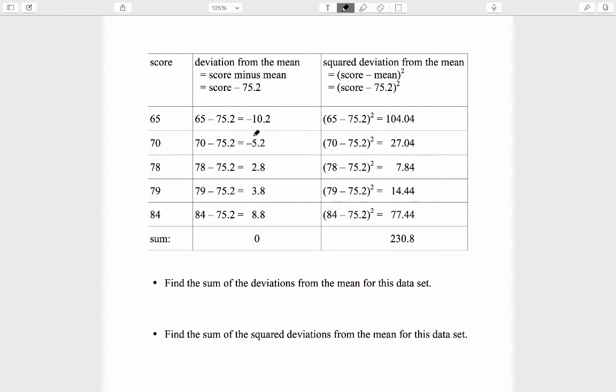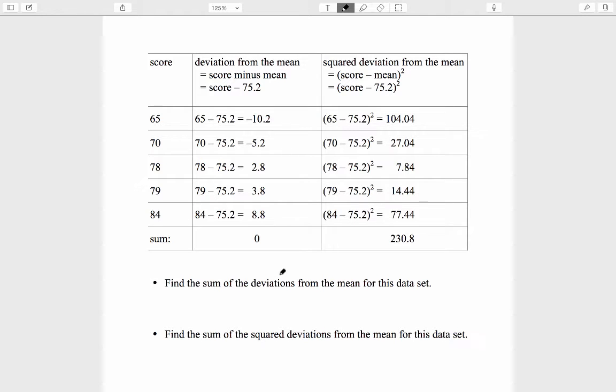In the last video, we computed each deviation from the mean for this sample of test scores from section 1, and then for each deviation from the mean, such as negative 10.2, we computed that number squared. So this is negative 10.2 squared equals 104.04. This right here is the squared deviation from the mean of this data point. For the data point 70, 70 minus the mean quantity squared is 27.04. Similarly, we get 7.84, 14.44, and 77.44. You should have obtained those values when you did this computation at the end of the last video.